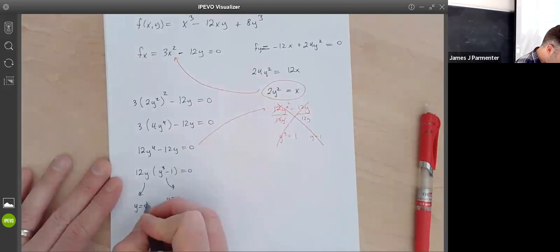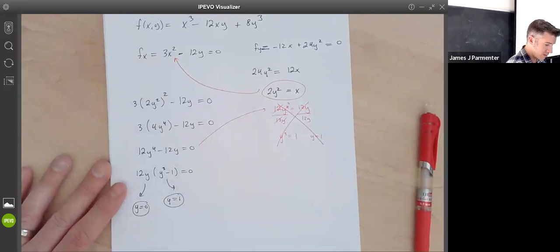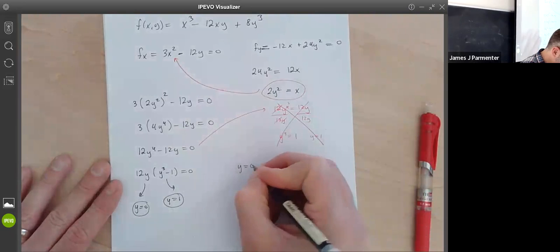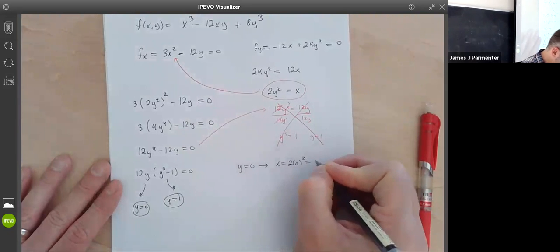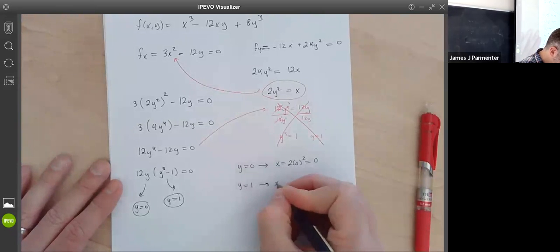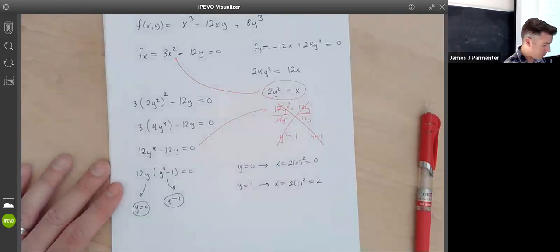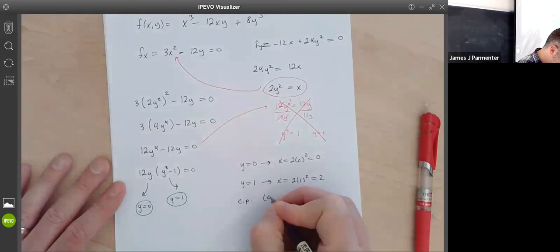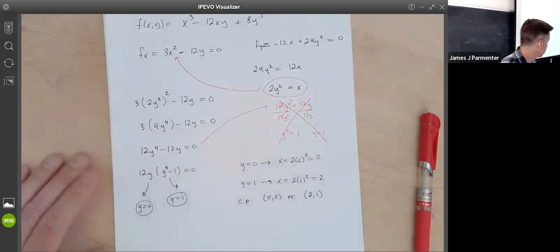So these are the y coordinates of our critical points. So looking back at x equal to 2y squared, if y equals 0, x is going to equal 2 times 0 squared, which is 0. And if y equals 1, x is going to equal 2 times 1 squared, which is 2. So my critical points are x is 0 and y is 0, or x is 2 and y is 1.